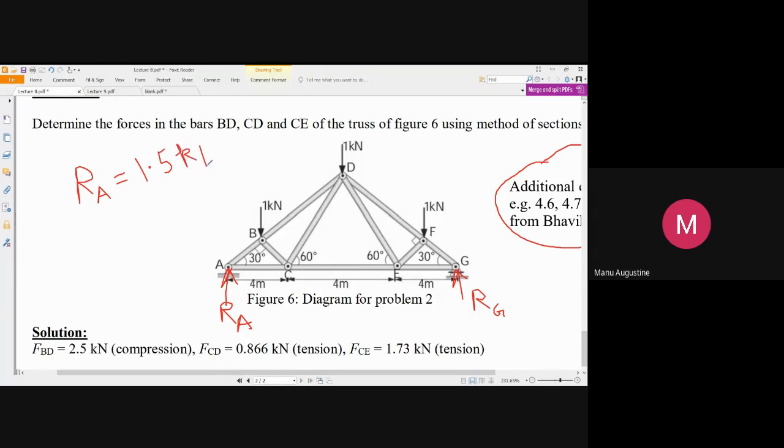No calculations, no moments, no summation FH, summation FV, moment, summation zero, nothing. I applied nothing. I saved so much time in the examination that it is a very big boost for me. And I don't need RG, but here, I guessed that too. It is also 1.5 kilonewton. Now, can anybody tell me what logic I used by which, without using equations, I am directly guessing the reaction? How was I able to do this? Can anybody guess?